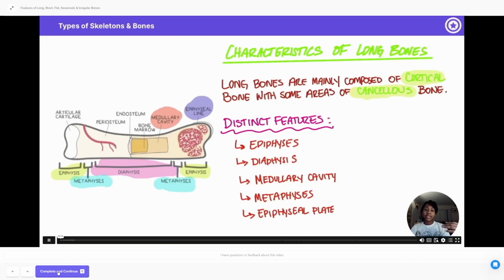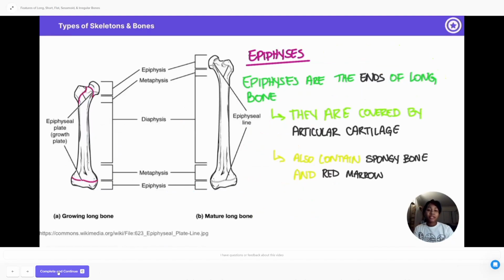So let's take a brief look at each of these distinct features. The epiphyses are going to be located at each end of the long bone. In this diagram we can see that in a growing bone we have the epiphyses here, and in a mature bone we have it there. It's pretty easy to tell which part of the bone is the epiphysis because not only is it at the end, but it has this really weird shape at its head.